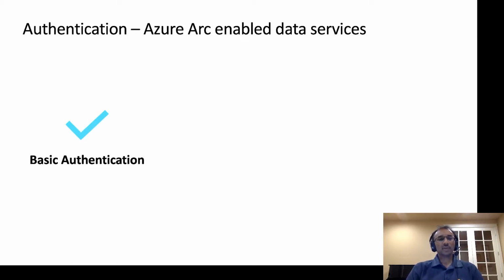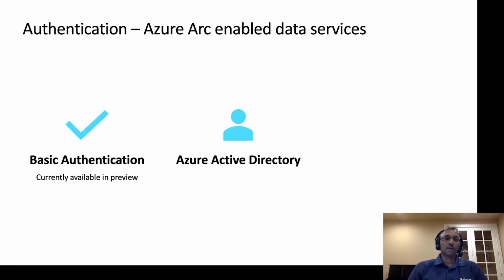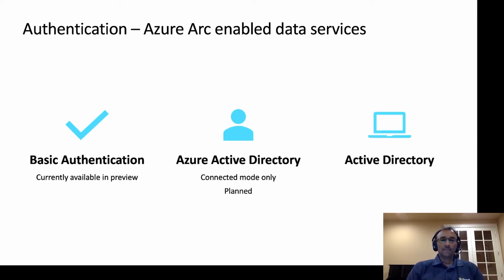Okay, in terms of security, we'll have basic auth, and this is something which is currently there in preview. And we are going to add Azure Active Directory as an authentication mechanism. This will be offered only in the connected mode, where we can talk to the Azure services. And then we'll have Active Directory as an option. And this is something which we have planned, right? So right now in preview, we have basic auth and the others are coming.